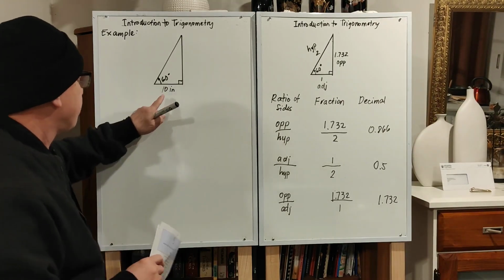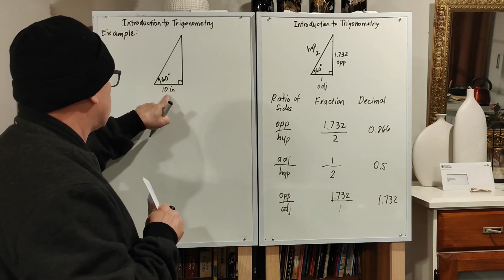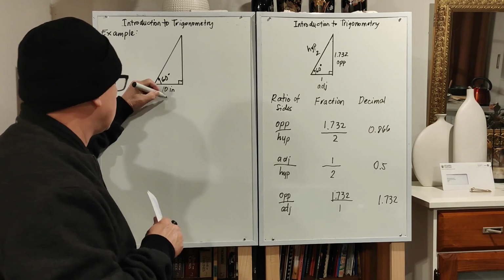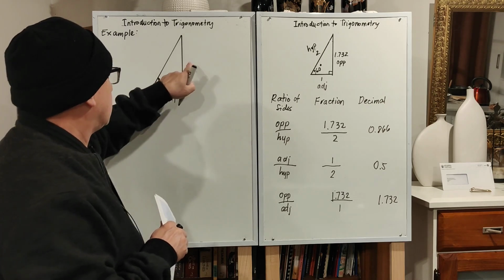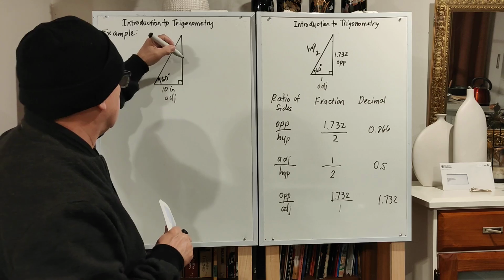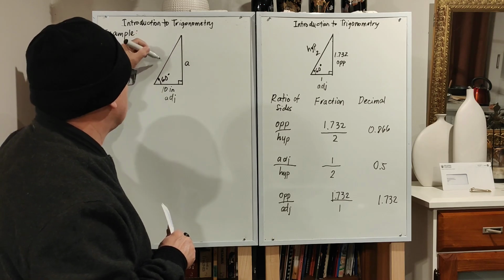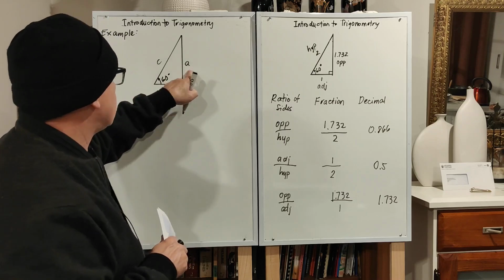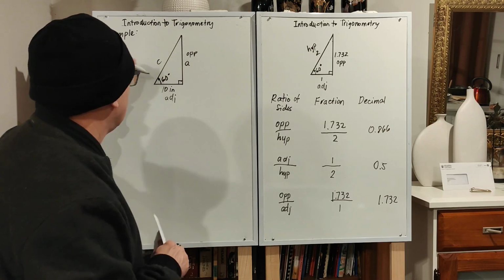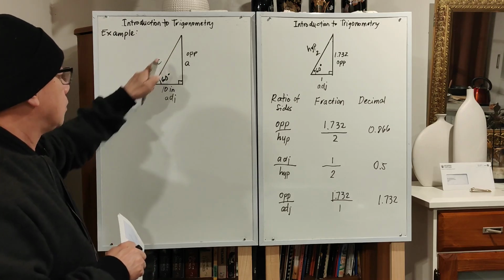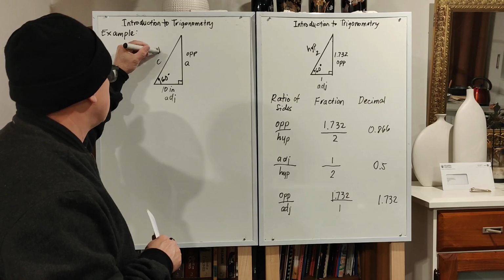So this is adjacent to 60, so this is adjacent. Now let's say this is A, let's say this is C. So this A is opposite of 60 degrees, we call it opposite. This is also the longest side, which is called the hypotenuse.